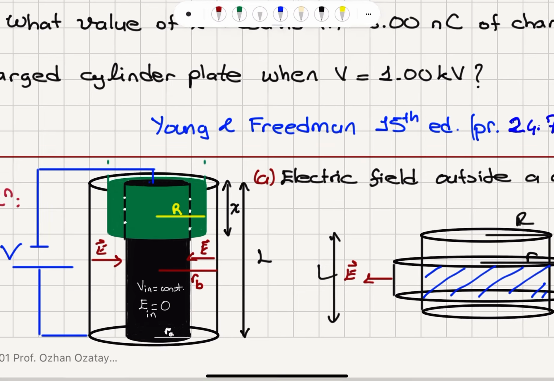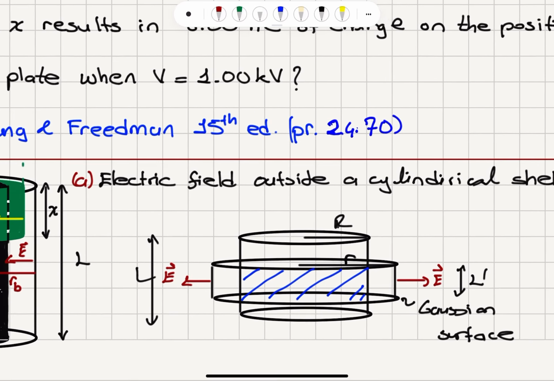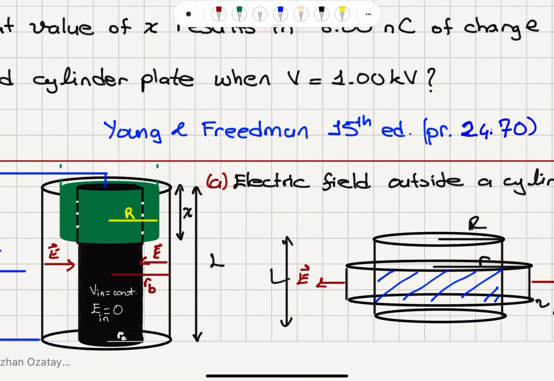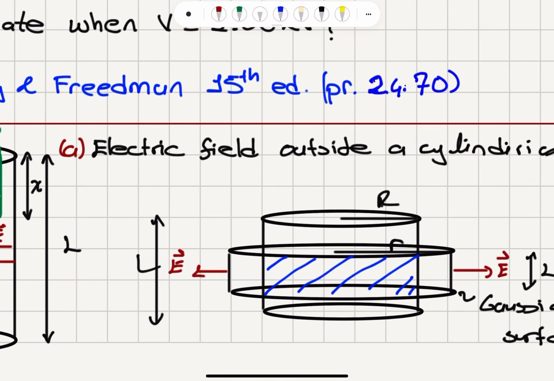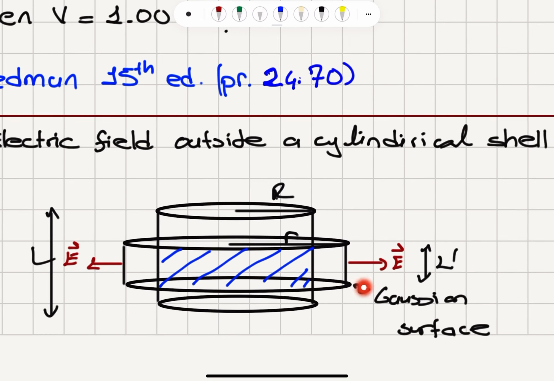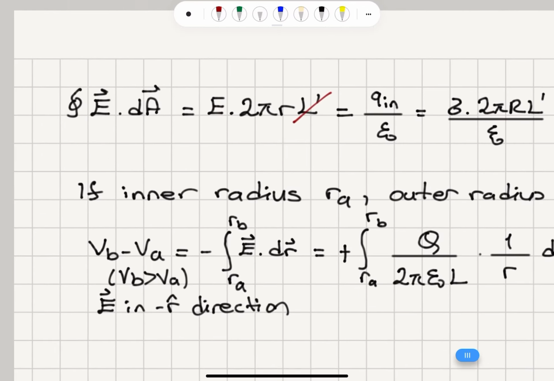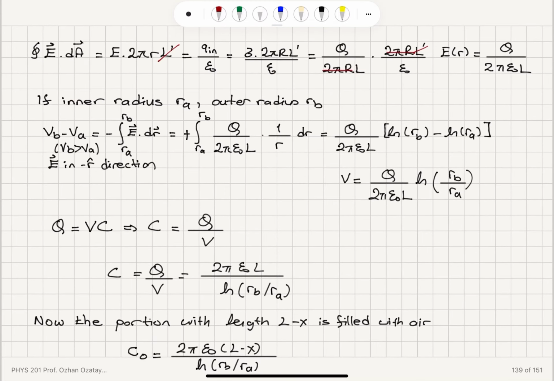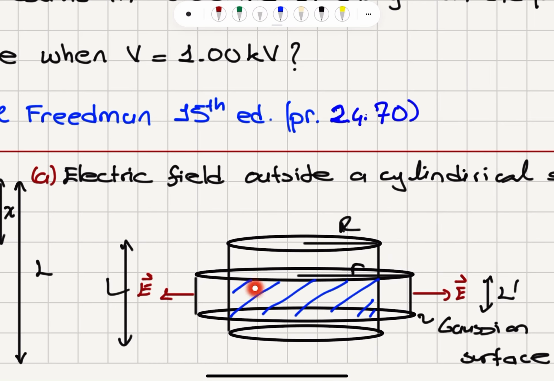So first task is calculate the electric field outside a cylindrical shell. If you have a cylindrical shell which only has charges at its outside surface, we will see part of that charge due to this Gaussian cylinder, which has length L prime. The closed surface integral E dot dA, because I'm assuming this part has positive charge, electric field is radially outward, the area vector is radially outward, so they are parallel.